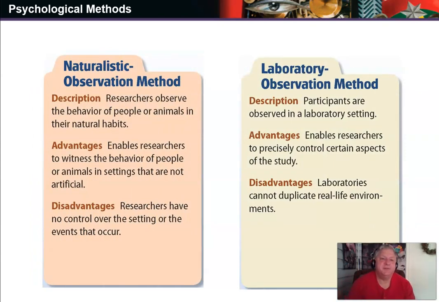Naturalistic observation. Researchers observe the behavior of people or animals in their natural habitat. Advantages: enables researchers to witness the behavior of people or animals in settings that are not artificial. Disadvantages: researchers have no control over the settings or the events that occur.